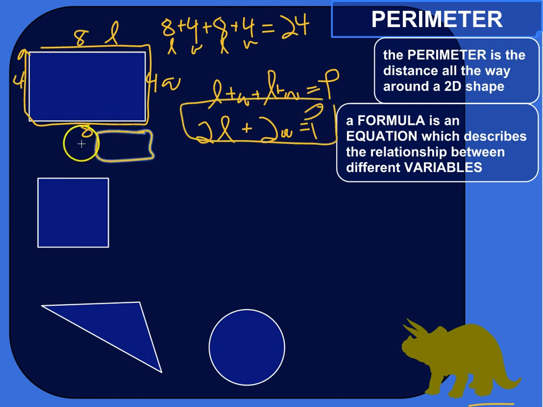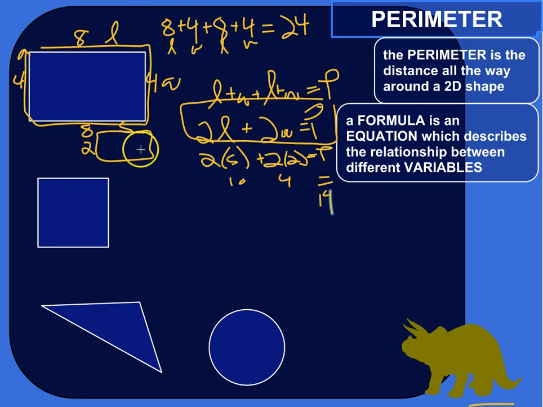So if I have a rectangle with, let's say, width 2 and length 5, I would just plug these in. 2 times 5 plus 2 times 2 is equal to the perimeter. So 2 times 5 is 10, 2 times 2 is 4, perimeter is equal to 14. So 2 times the length plus 2 times the width is equal to the perimeter of a rectangle. That's only going to work on a rectangle.